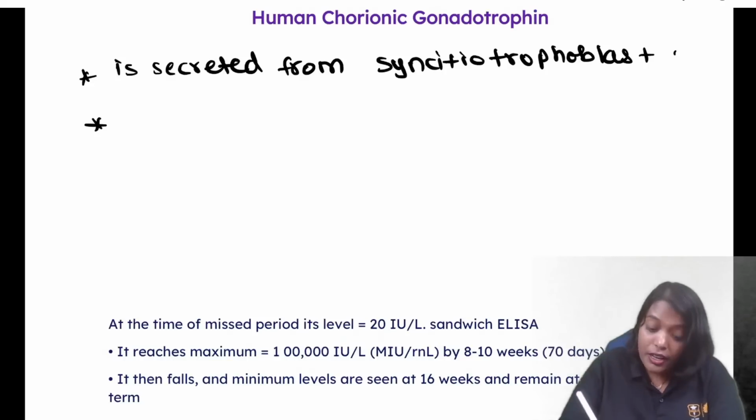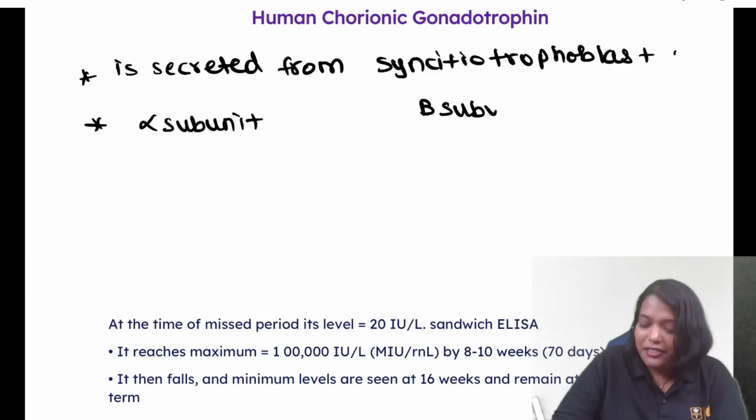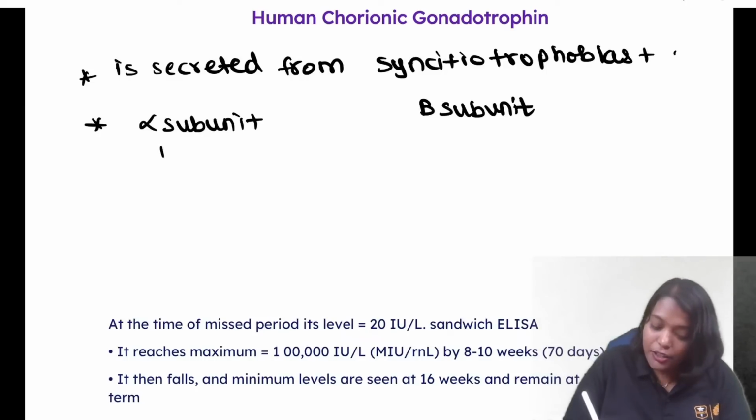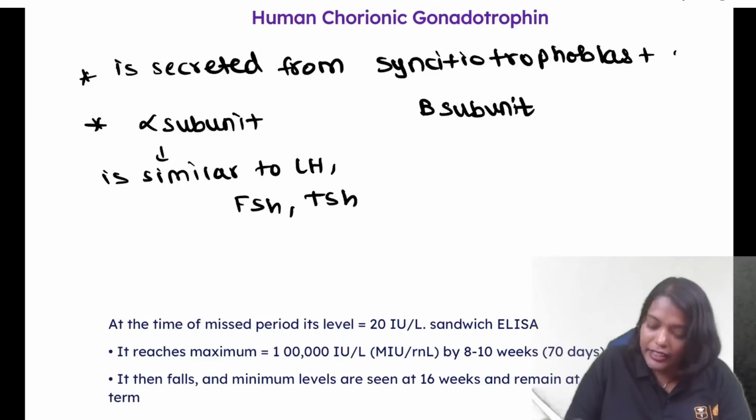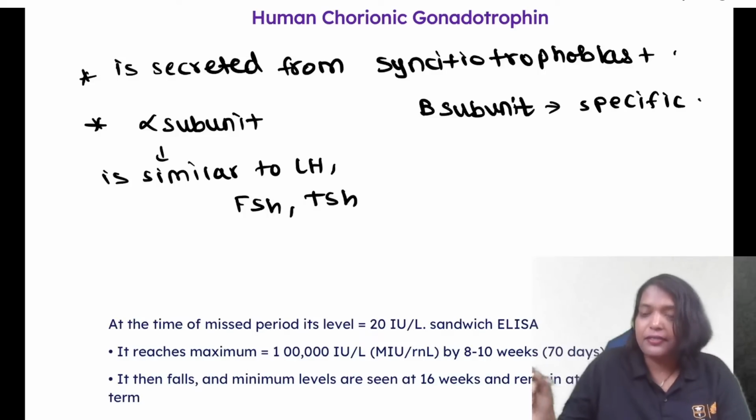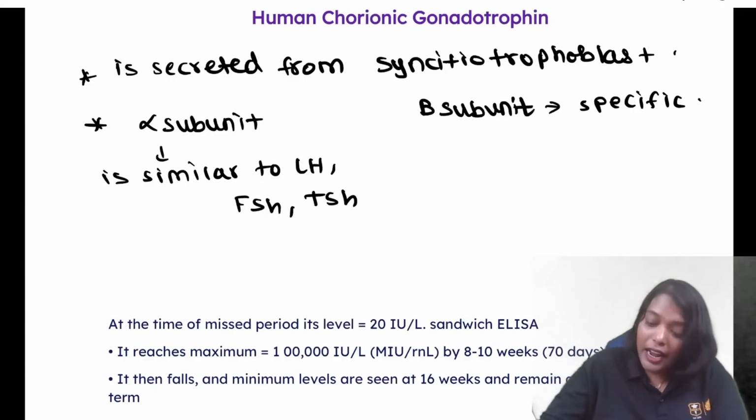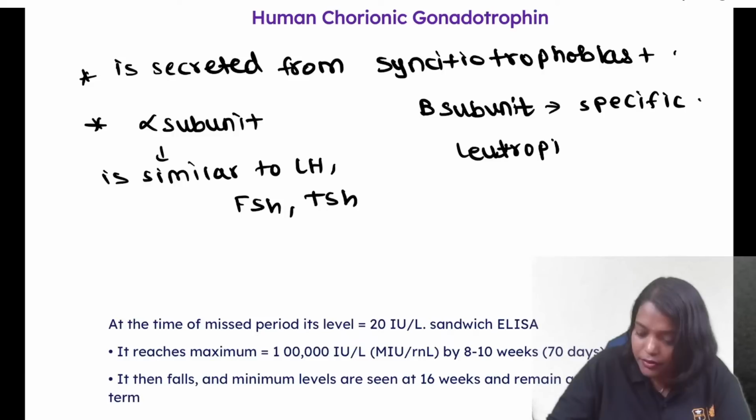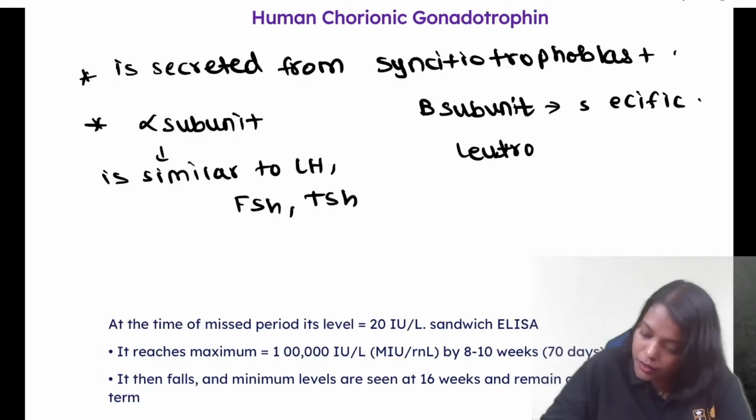HCG has two subunits, alpha subunit, beta subunit. So alpha subunit is similar to LH, FSH and TSH. Whereas beta subunit is specific, and this has luteotropic action. So it acts like luteinizing hormone. Luteotropic.